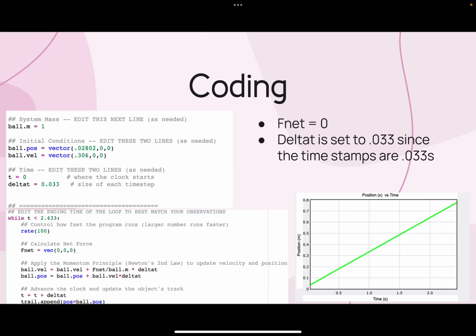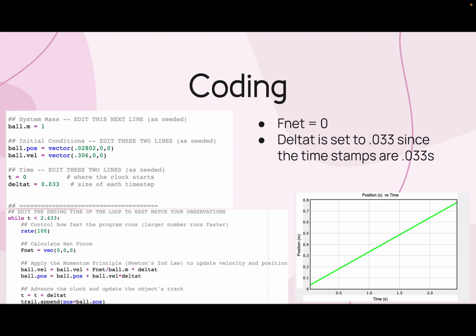So within GlowScript, we input our initial position of 0.02802 meters and the initial velocity of 0.306 meters per second, and change the delta t to 0.033 seconds to match the observed timestamps. And our net force was 0 since there was no external forces acting upon the object. And through this, we were able to get the graph on the right from GlowScript.